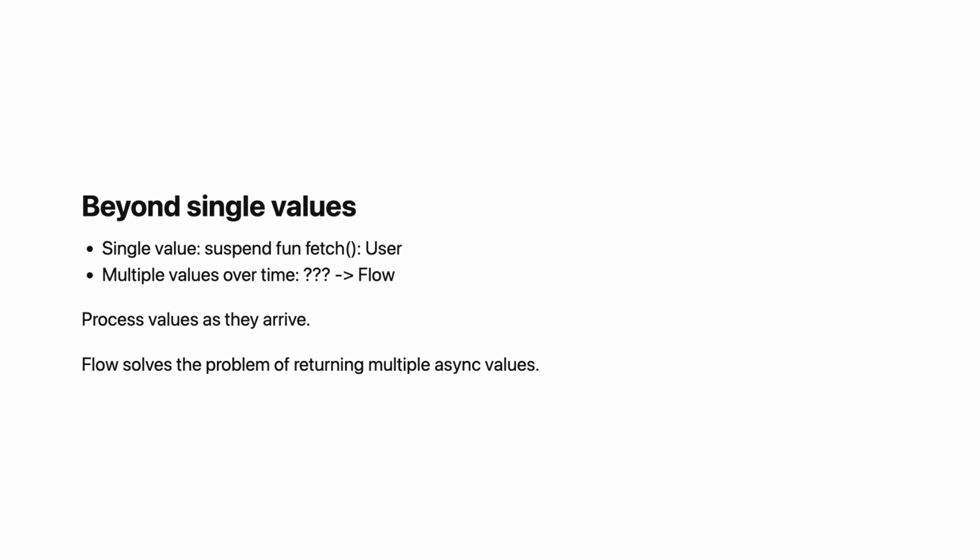Sequences give you multiple values lazily, but they are synchronous. Flow gives you multiple values asynchronously. Flow is called an asynchronous stream. It represents a sequence of values that are computed asynchronously. Values are emitted one at a time, over time.